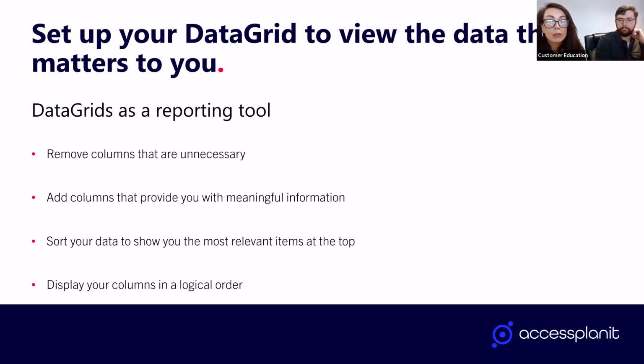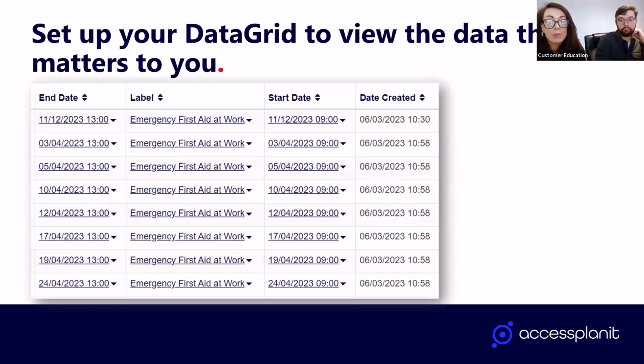Finally, it's always helpful to have the columns in your data grid listed in a logical order. Here is a quick example of a data grid set that is hard to read and is likely to cause some mistakes. The end date is before the start date, which has a date created next to it, which is a little bit of a weird layout.